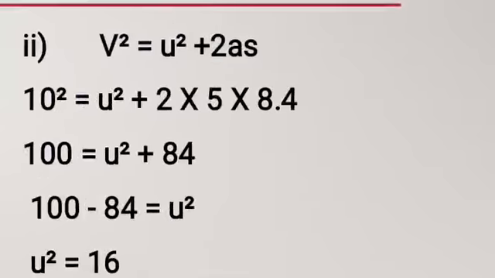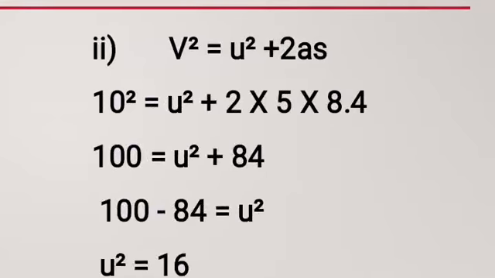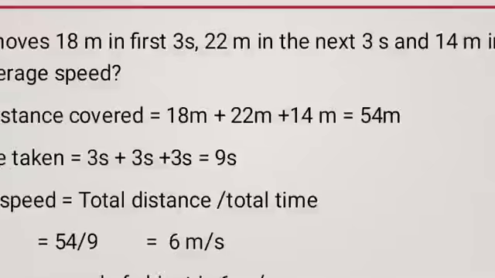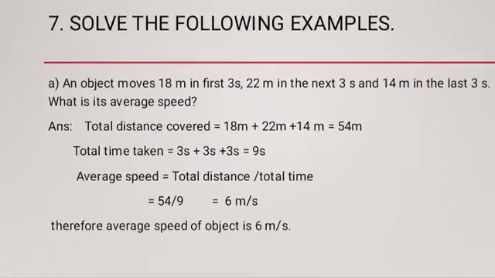Now see the second one. Here we have to calculate the initial velocity by putting the respective values in the formula. Solve the sum, and you will get u equal to 4 meter per second. Now see the exercise and question number 7. It says solve the following examples.